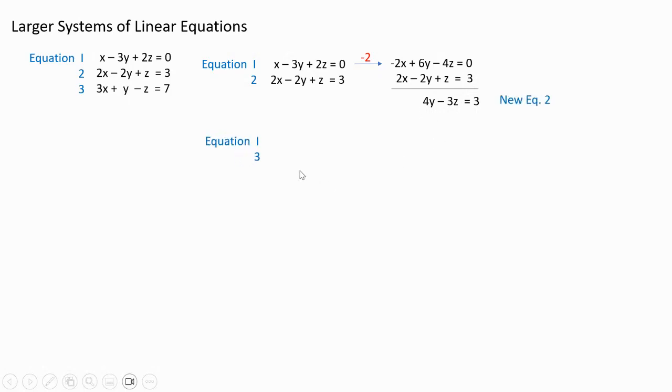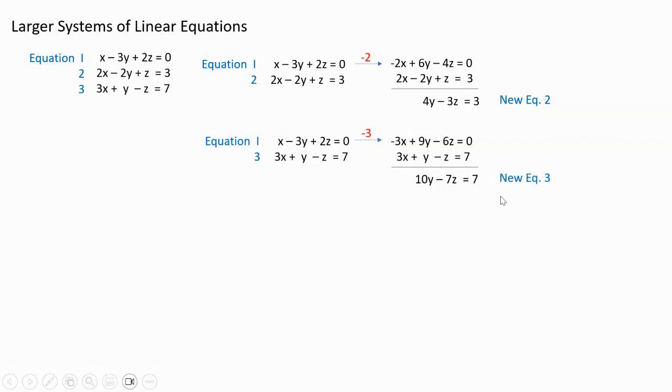Now I repeat the process with equations 1 and 3. Equation 1, I need to multiply by negative 3. So I execute the operation. This is my result: negative 3x plus 9y minus 6z equals 0. Equation 3, we just add over. And if you notice again, the x's will be eliminated. So 9y plus y gives us 10y. Negative 6z minus z gives us negative 7z. And 0 plus 7 gives us 7. And that's my new equation 3.